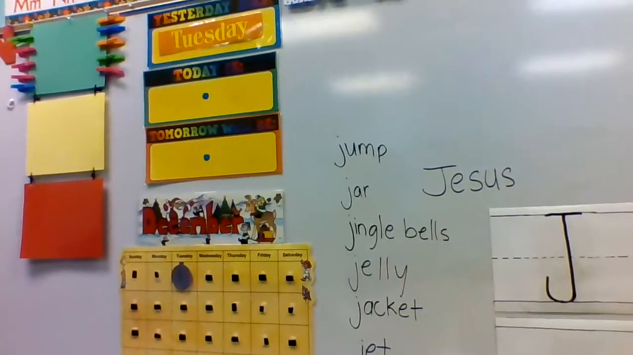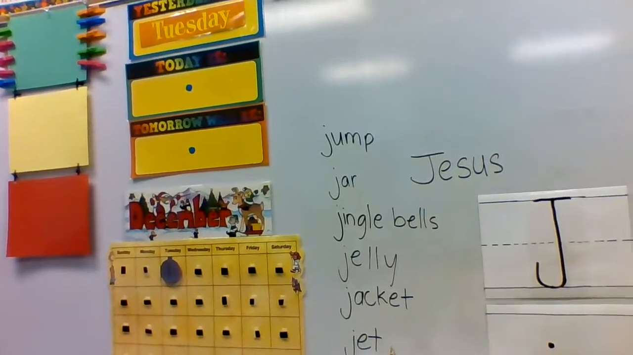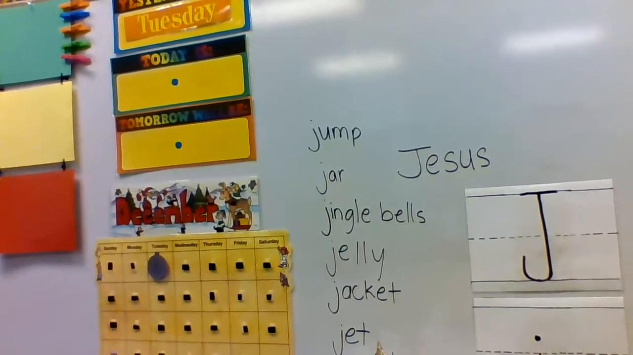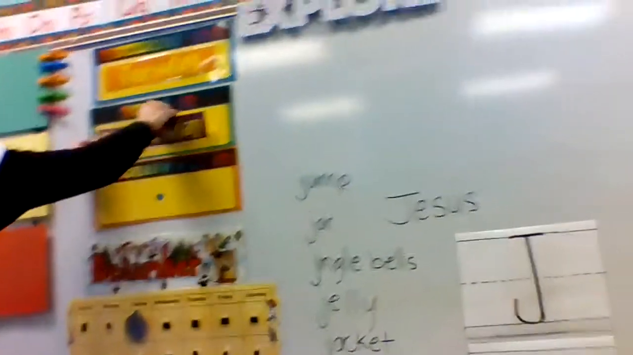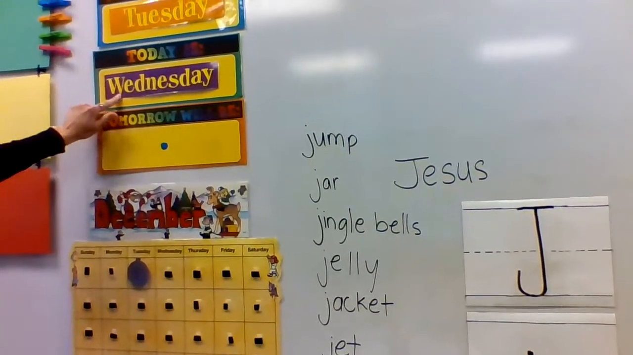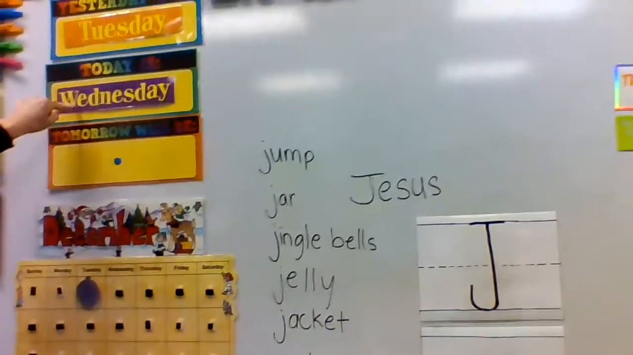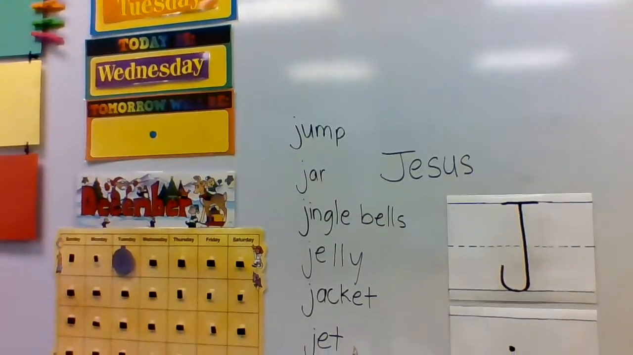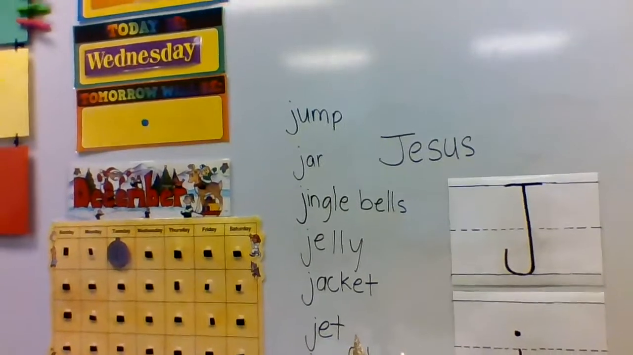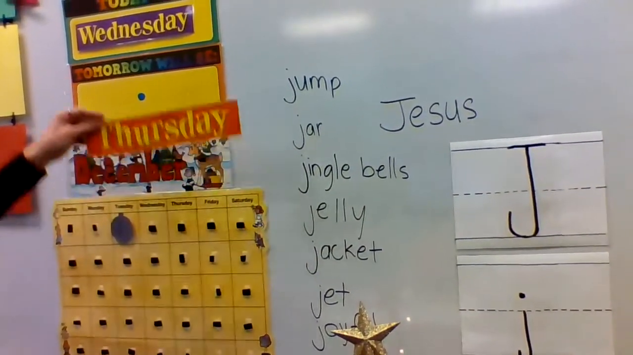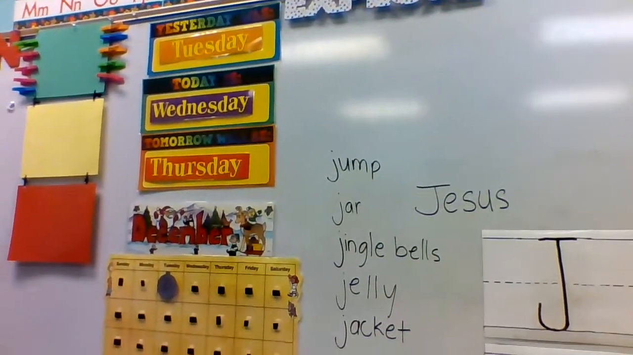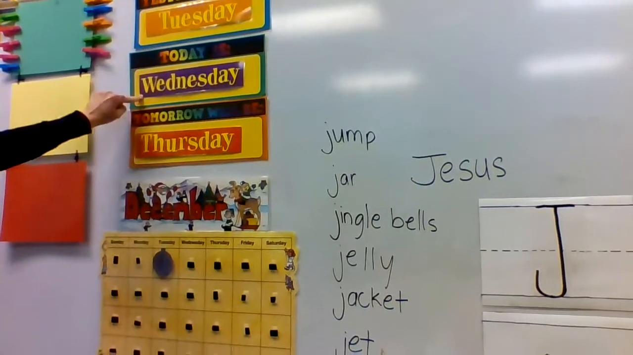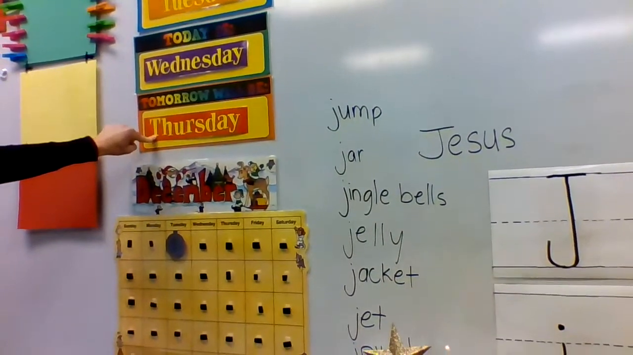Today is going to be, anybody know what today is? What comes after Tuesday? Wednesday. Okay. So yesterday was Tuesday. Today is Wednesday. And what is tomorrow gonna be? Thursday. That's right. So, yesterday was Tuesday. Today is Wednesday. And tomorrow is going to be Thursday.